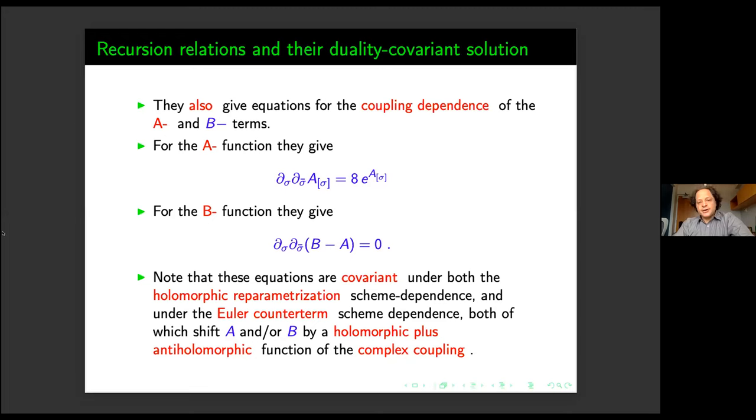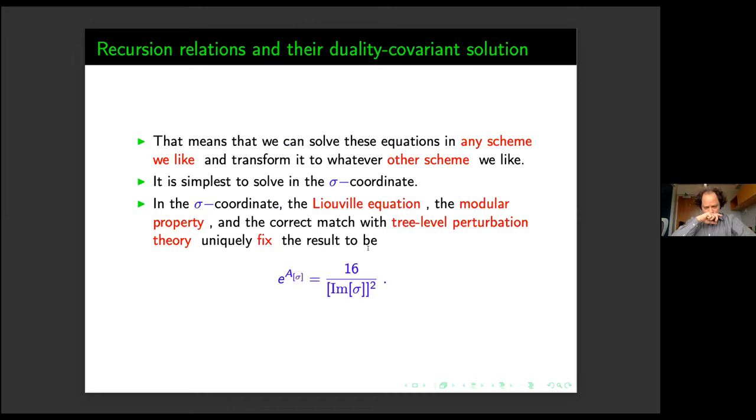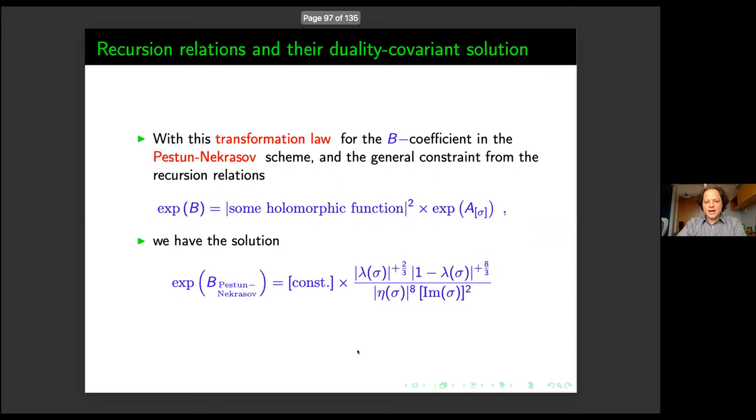So supersymmetric recursion relations give, first of all, a second-order equation for the A coefficient, which is just the Liouville equation. And then for the B function, they give a kind of Poisson equation relating it to the A coefficient. By solving the Liouville equation and matching one coefficient with perturbation theory to fix a boundary condition, we find that, in the frame of the infrared effective coupling, where sigma is the abelian infrared effective coupling, that's our convention, e to the A is 16 over pi sigma squared. And then e to the B has a more complicated functional form.